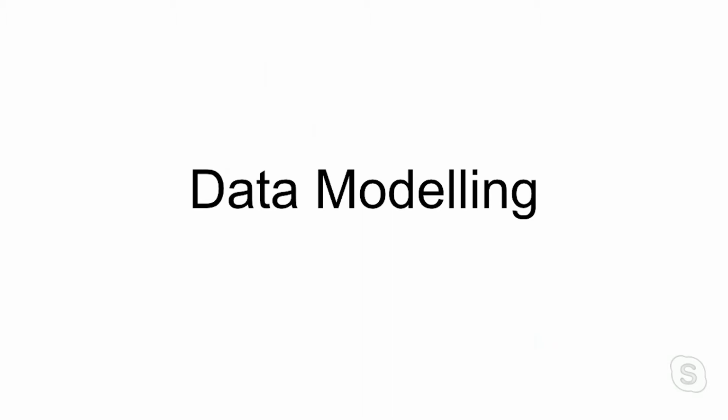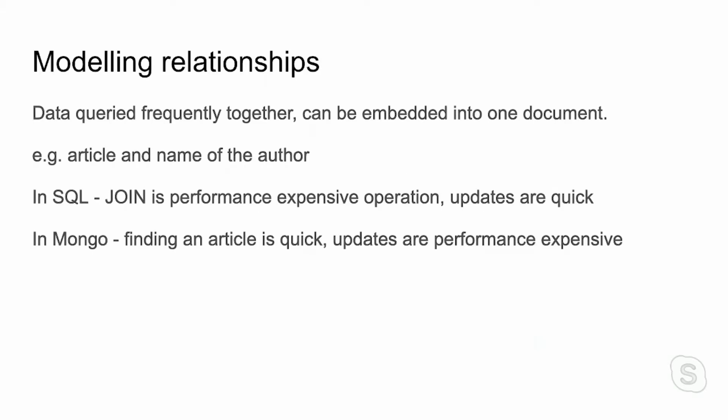Okay. So the next thing we have to think about is data modeling, because the structure of the data is quite different in comparison to the SQL databases. One important thing we have to think about is that the data are queried frequently together. For example, if you've got some users and they've got some addresses, then in SQL you will like join the tables together, but in here you can embed the addresses into the user document, and you can have all this information in one query. For example, there's an article and name of the author.